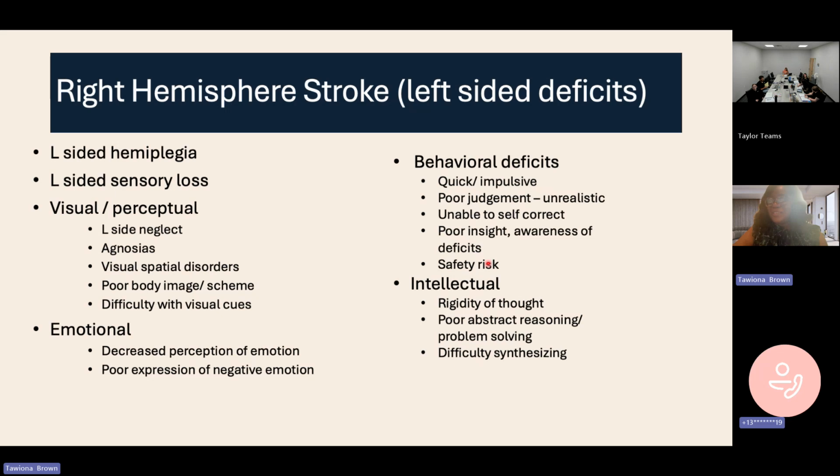The left-sided ones, they're a little bit more cautious because they're aware, and they're afraid of falling and things like that. As far as intellect and thinking with a right-sided stroke, they can be kind of rigid and inflexible. They're going to tell you what they don't want to do. Difficulty synthesizing, difficulty with problem solving.